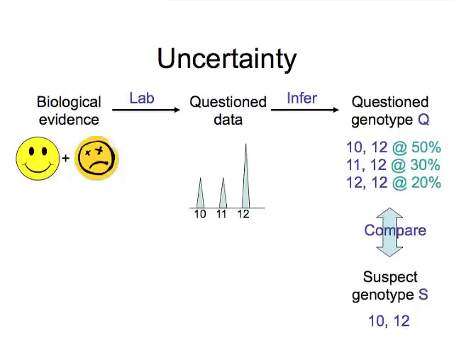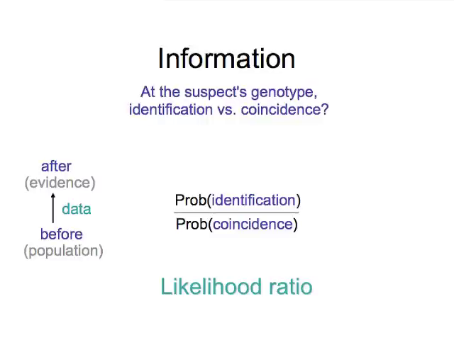We see a match at allele pair 10-12, and so now can compute a likelihood ratio match statistic. Next slide. What identification information did we obtain by examining the evidence? At the suspect's genotype, did we make a real identification, or are we seeing a coincidence? We can look at the probability of identification after we have seen the data, divided by the probability of coincidence before seeing the data. That ratio of probabilities is our match statistic, the DNA likelihood ratio.